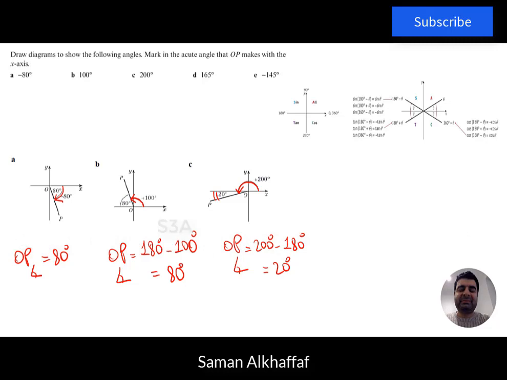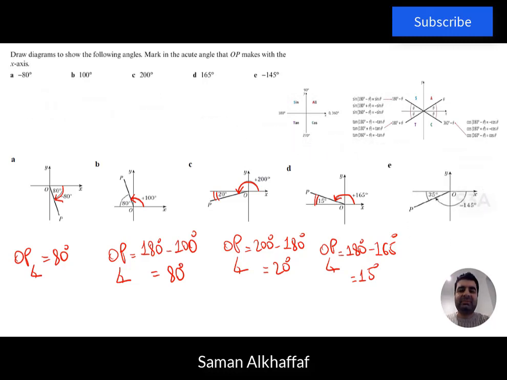Now for part D, we have the angle positive 165 degrees. So that will again be the anti-clockwise direction, and we are asked to find the angle that OP makes with the x-axis, which comes from, so the OP angle will in this scenario be 180 degrees take away 165 degrees, which will give us 15 degrees, and this will be our answer for part D.